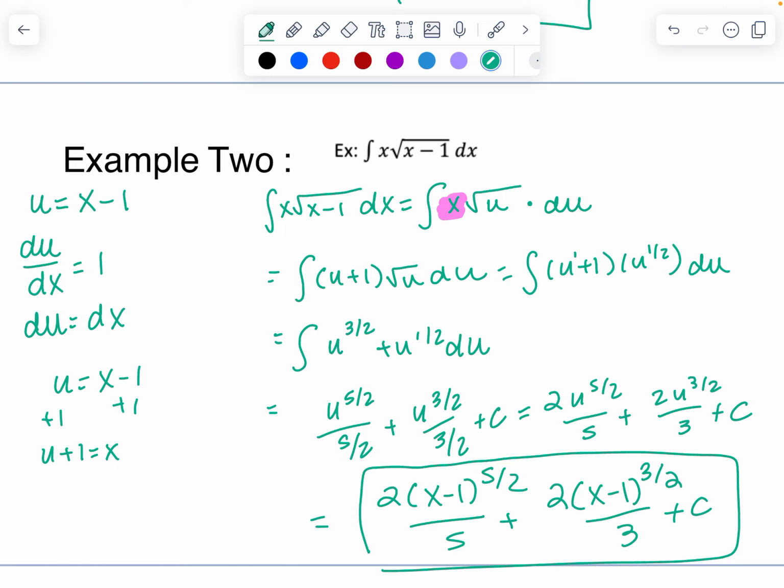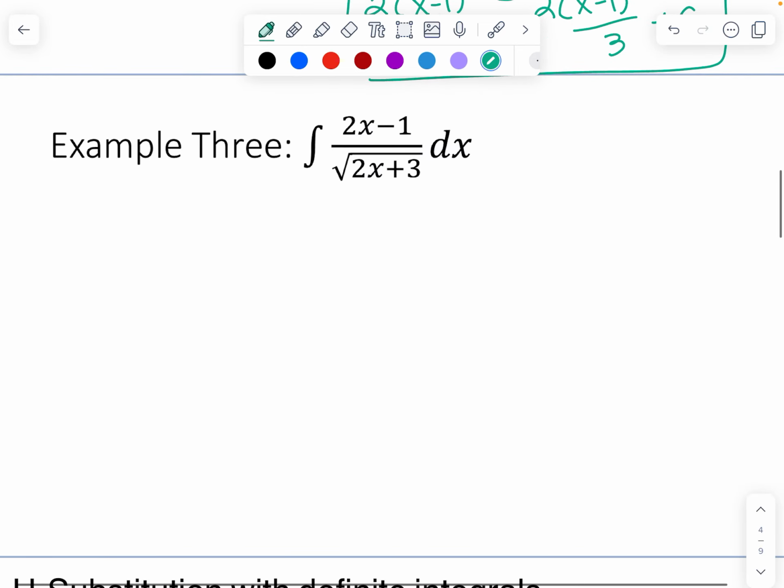And if you thought, man, that was terrible, these things couldn't get any worse, just wait for the next one. The next one's the worst one, but then hopefully they'll be a little easier from here on out. So last one, same idea. What did you choose to be u? Your best option in this case is going to be 2x plus 3.